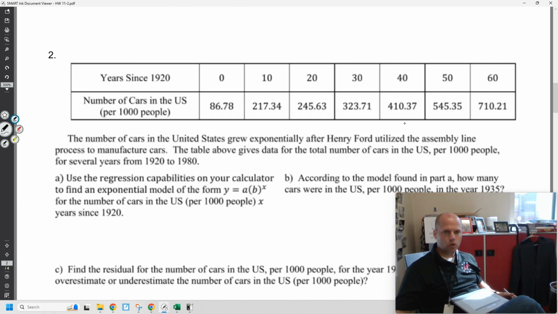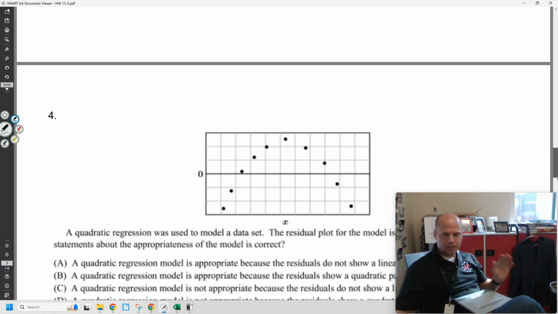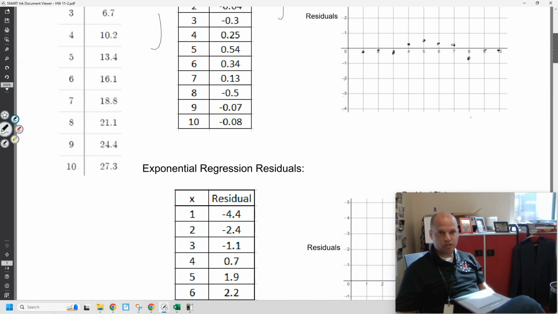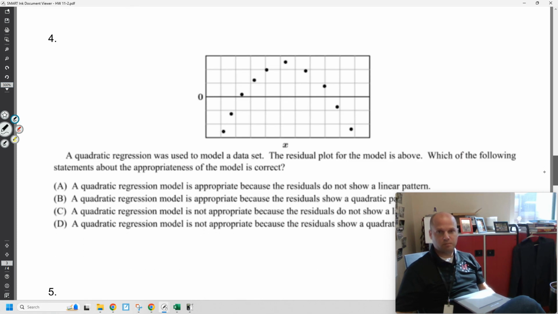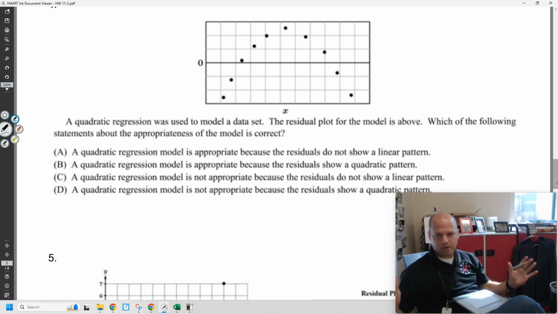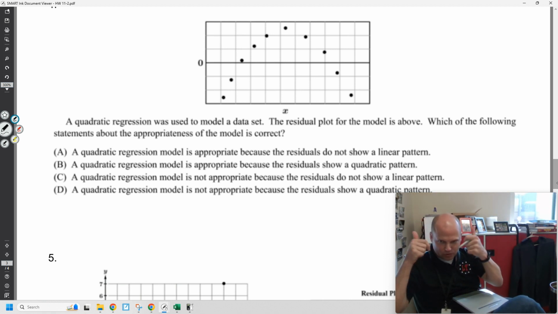Cool? Let's go, I'm sorry to do this, to the multiple choice questions. I'm going to skip these questions and go straight to the multiple choice questions, which talk about that second part. Pattern and big residuals, bad model. No pattern, small residuals, good model.